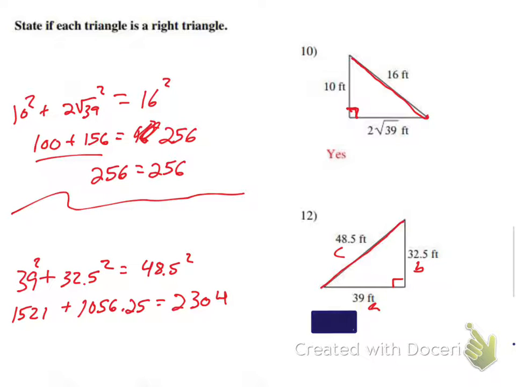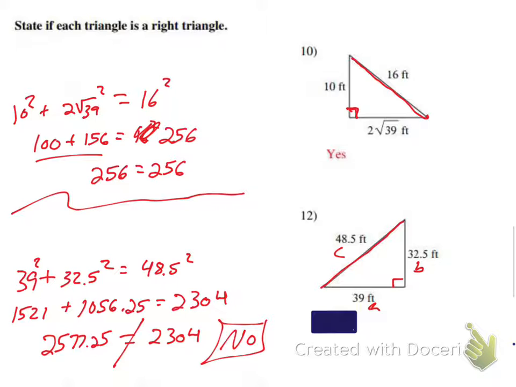So I can automatically tell that this is not going to be a right triangle, because this side has a decimal and this side doesn't, but let's just add these up. The right side is going to be 2304, and then if I do 1521 plus 1056.25, I get 2577.25. So it does not equal each other, so no, it's not a right triangle.